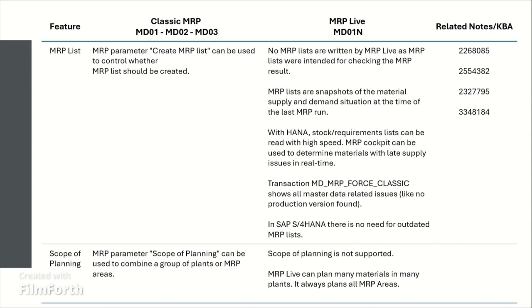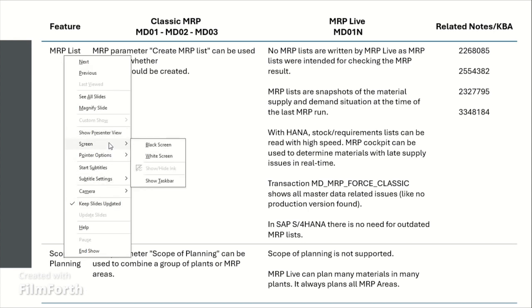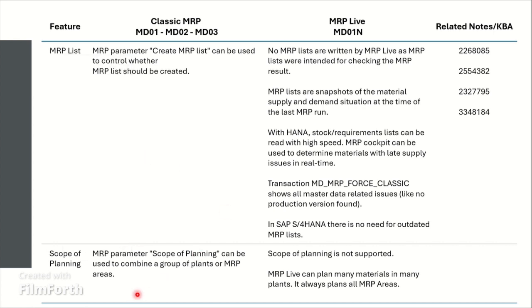So you can actually consolidate these, or maybe add these 10 plans into one scope of planning, and then we are going to create only one background job for the MRP run related to this scope of planning, right? So this is what we use in the classic MRP run. And when we come to this MRP Live, the scope of planning is basically not supported. Why? Because the MRP Live itself can support the MRP execution for various plans, like multiple plans at one go, right? And the MRP area is also being part of the planning run by default.